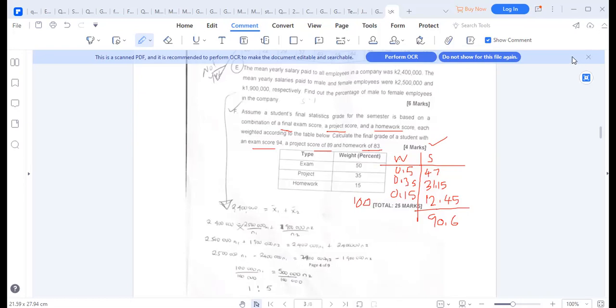So in the question there, we have 94, 89, and 83? So we are multiplying with the weights. We are locating each of these ones here. So 94 goes to the exam, but we cannot multiply this one directly. We get the exam score.